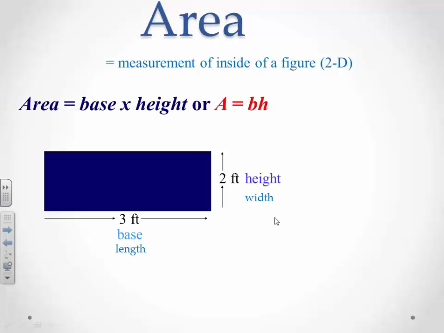Okay, area has a formula, so it's very important you write this down. So you've stopped this video multiple times already, I hope. To find area, we have to multiply the base times the height. Very important. You're going to see an abbreviation like this. This is a much more efficient way to use it. BH.